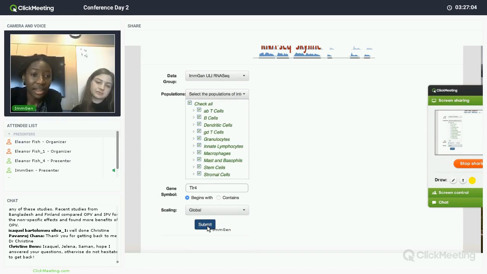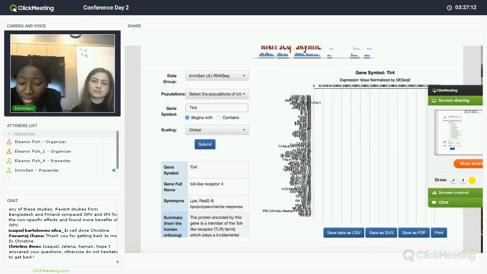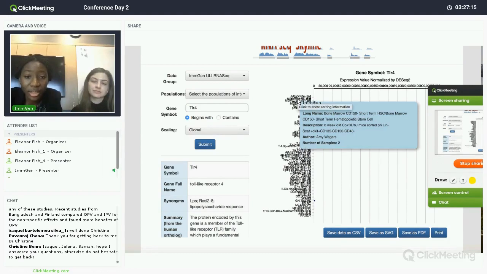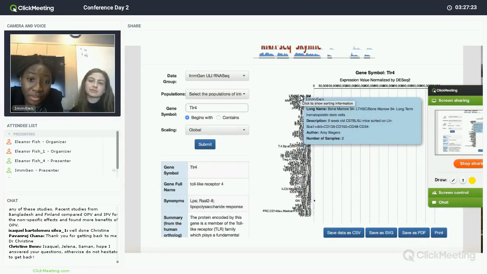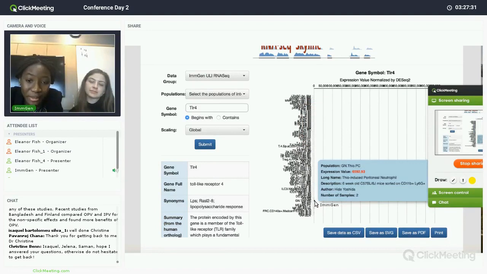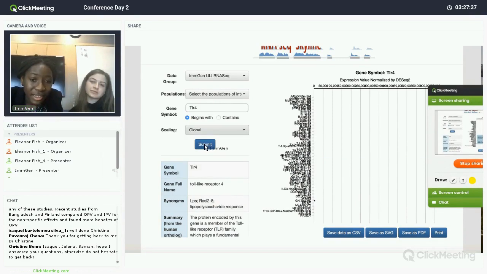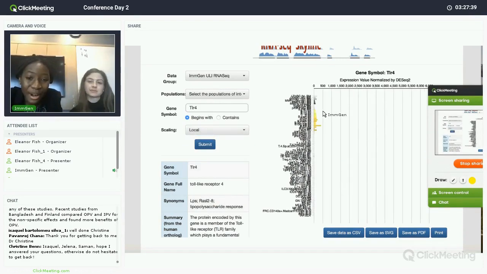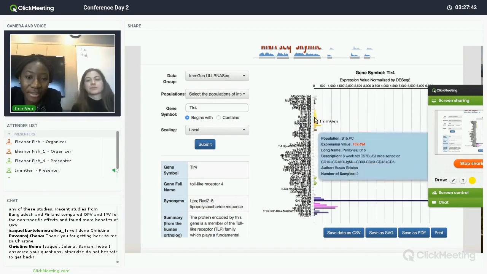And these data are normalized by DESeq2 from Bioconductor. And the expression values are mainly for all the population replicates that we received, because usually we do 2 or 3 replicates per a particular population. And if you scroll over, as you can see here, since it's global, it's mainly neutrophils in the peritoneal cavity. But if we do local, then you can actually see how the expression of TLR4 varies from different cell types.